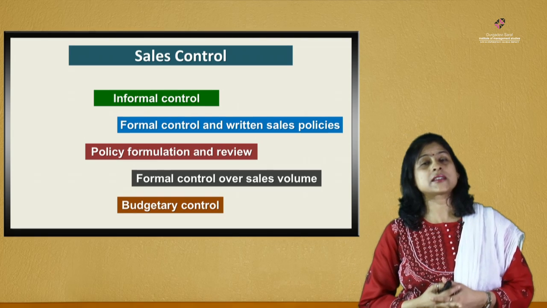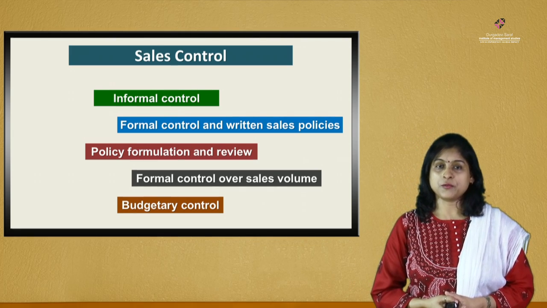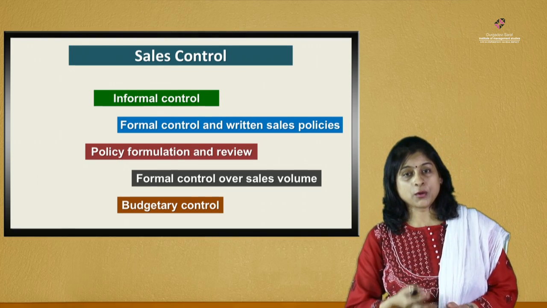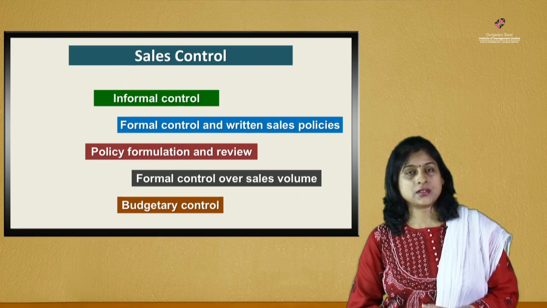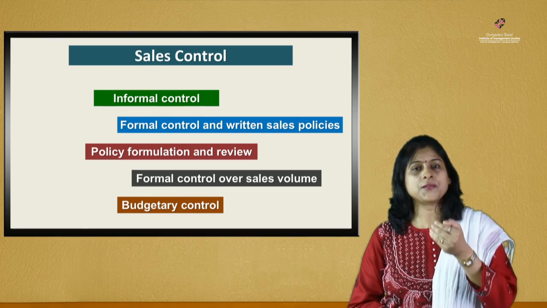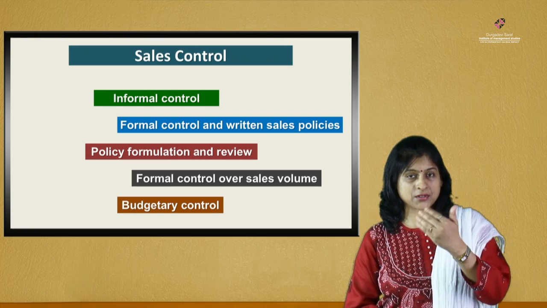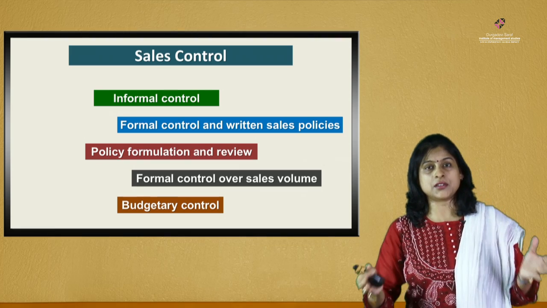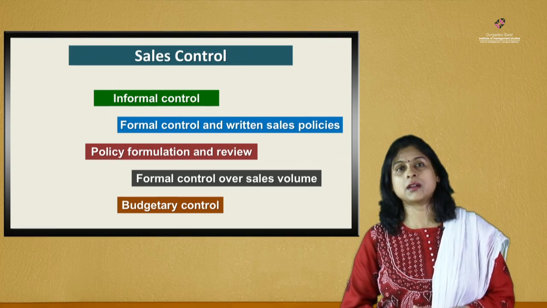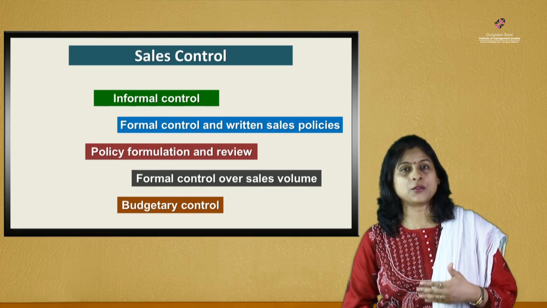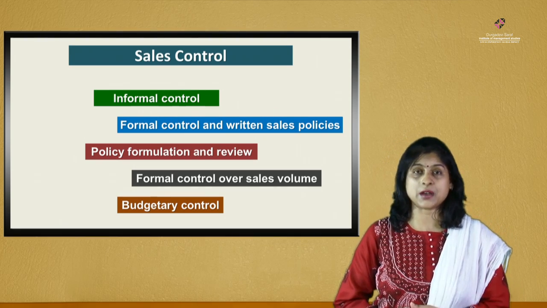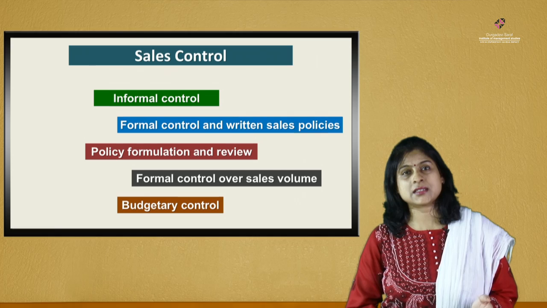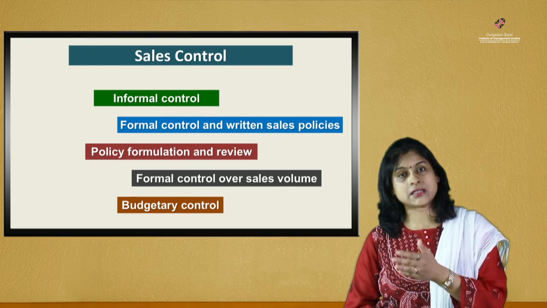There are many sales controls which you can make: informal control, formal control with written sales policies, policy formulation, formal control over sales volume, and budgetary control. So if I am talking about the controls, there are different types of controls as we have discussed. Informal control: maybe you are a retail store or a department and do not have a control from top management. You know very well how to control your activities, your sales force, and your budget. Here the sales manager plays a very crucial role in sizing up the situation and controlling the different sales as well.